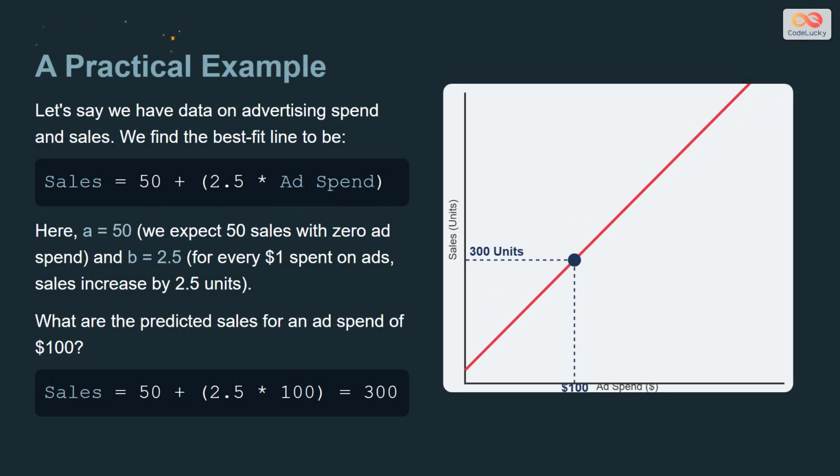Let's make this more concrete. Imagine we want to predict a company's sales based on its advertising spend. After running a linear regression, we get the equation: sales equals 50 plus 2.5 times ad spend. This means our baseline sales are 50 units, and for every dollar spent on ads, we predict an increase of 2.5 units in sales. So, if the company spends $100 on ads, we can predict sales of 300 units.